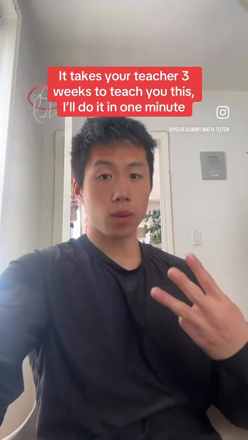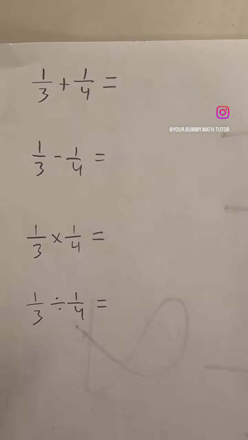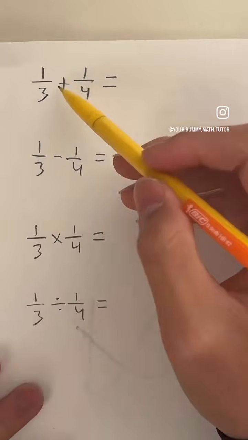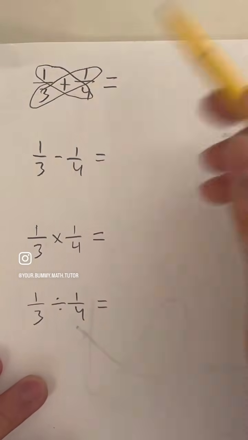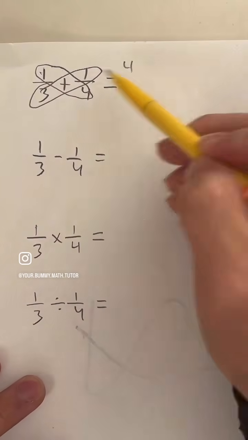It takes your teacher 3 weeks to teach you this. I'll do it in 1 minute. So this has everything to do with fractions. First, when we're adding fractions, we always use something called the butterfly method. So basically you cross multiply. 1 times 4 will give you 4, and then 3 times 1.